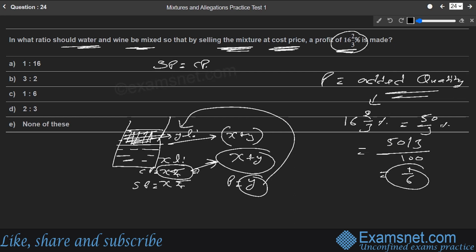That's what it becomes. So we can say that the ratio of water to wine should be 1 part water and 6 parts wine. If I add 1 part of water into the total mixture out of the 6 parts, then I'm going to have the profit of 16 2/3% only. So that is the required mixture 1:6, which is available in option number C.